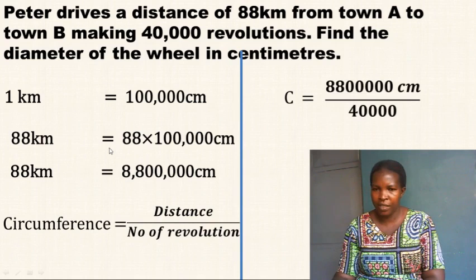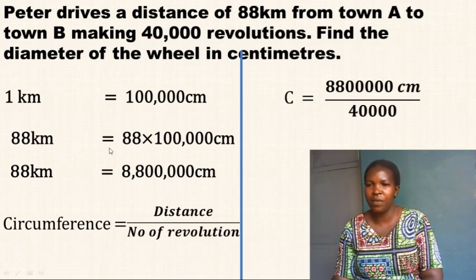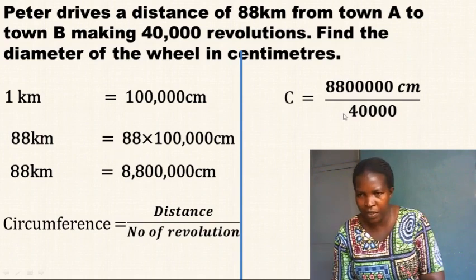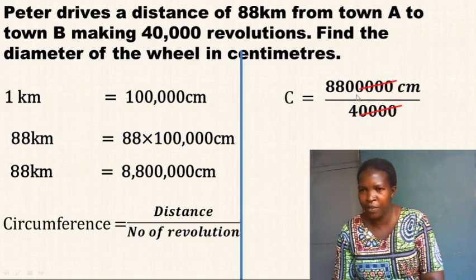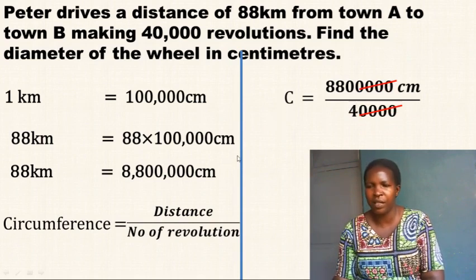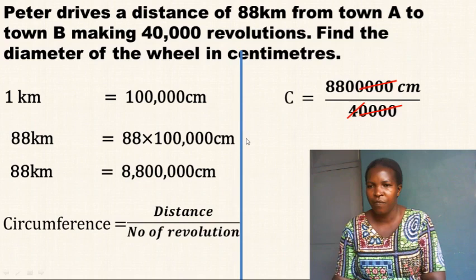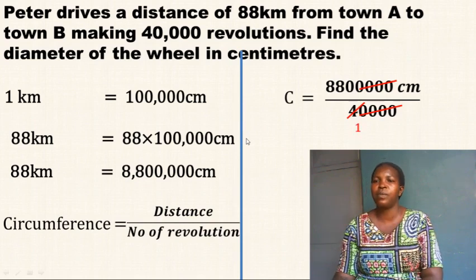Now, my dear boys and girls, our next step, we shall substitute, and our circumference will equal our distance, 8,800,000 centimeters, out of 40,000. Remember, when we look at our denominator here, we have 4 zeros. We shall cancel the 4 zeros, and we shall also cancel the 4 zeros from our numerator. Good. Our next step, we need to identify a common factor that can divide the 2 numbers. And so, we shall cancel 4. 4 divided by 4, our outcome will be 1.